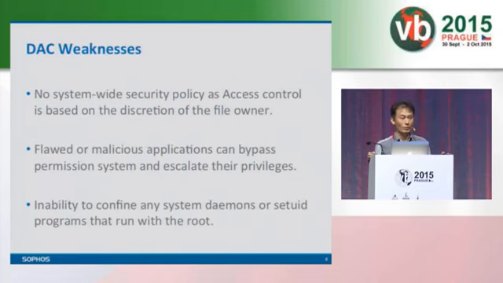However, the DAC mechanism has its own weaknesses. First, there is no system-wide security policy; it has to rely on the file owner's discretion. Several problems have been reported. For example, the old version of the Skype application created several files under the apps folder. The files included sensitive information, but were created with world read-writable access. All third-party applications were able to access the files. Second, flawed or malicious applications can bypass the permission system and escalate their privileges. With just DAC, there's no way to contain system daemons or setuid programs that run with root permission.